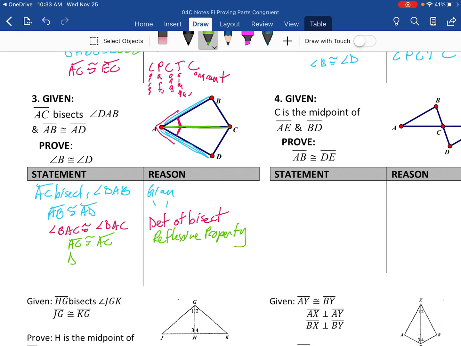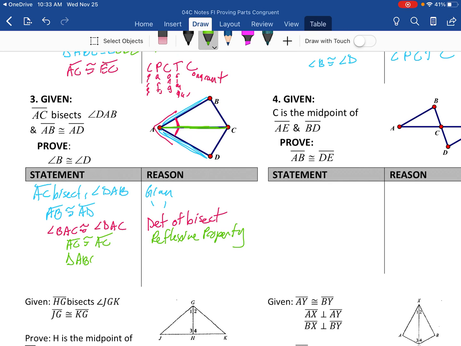Okay, and so now I know triangle ABC is congruent to triangle, just make sure your letters are in the right order, ADC. So again, A has to be in place of A, B has to be in place of D, C has to be in place of C. And that's going to be by side, angle, side congruence. Then I know for sure angle B would have to be congruent to angle D because corresponding parts of congruent triangles are congruent.